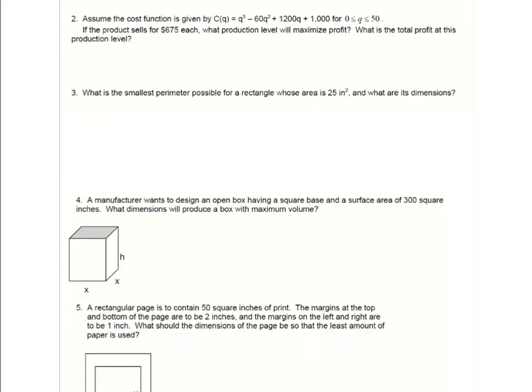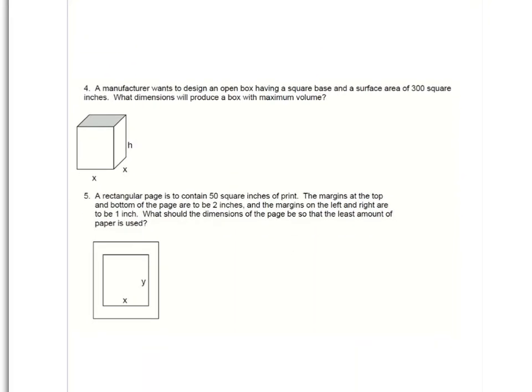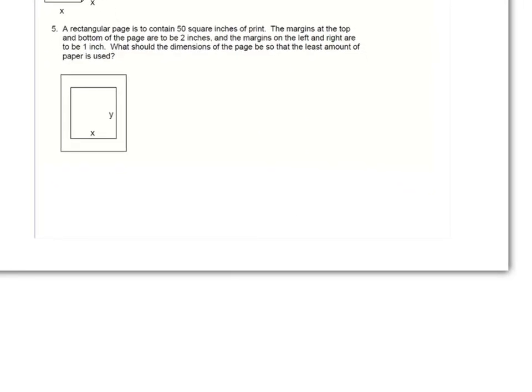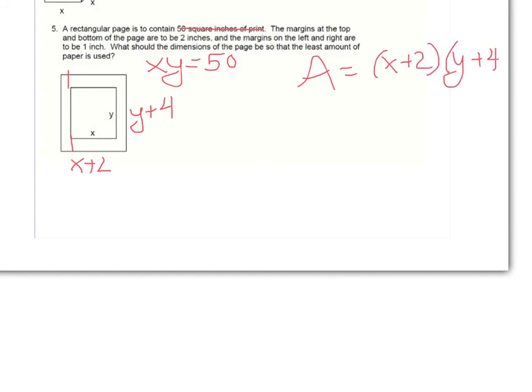Okay, so on review number 2, there is nothing different, but I'm going to do number 5 since that's the hardest one on the page. So if it's going to contain 50 square inches of print, that's the inside area. So x times y is 50. The margins on the top and bottom are 2, so that's here. So this side is y plus 4, because there's 2 2's. And the left and right are 1, so this side is x plus 2. So the area of the whole paper is x plus 2 times y plus 4.